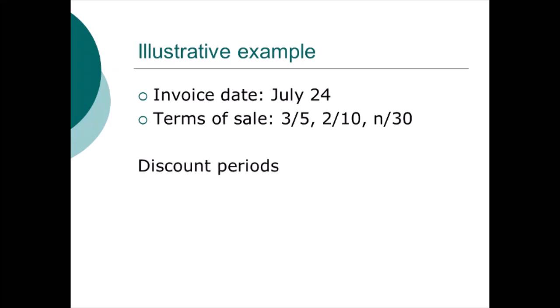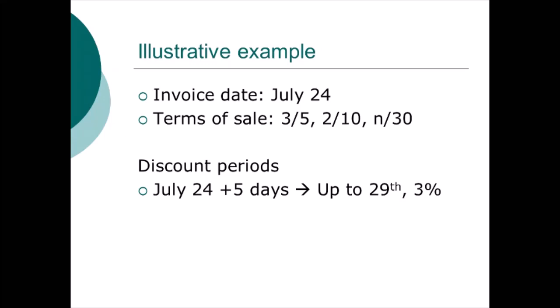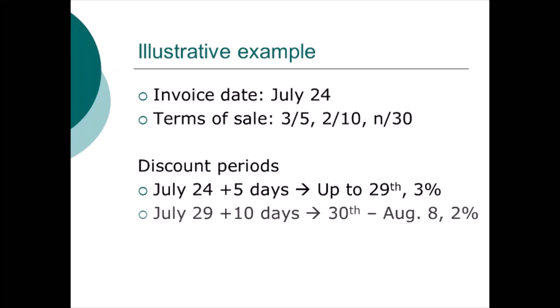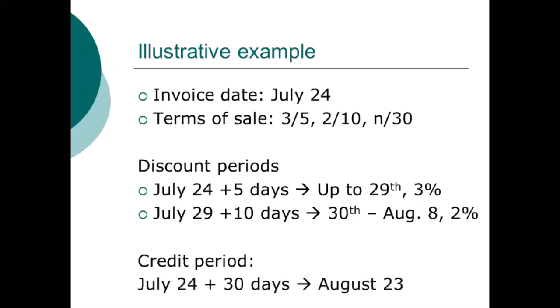So let's have the discount periods. July 24 is the invoice date plus 5 days, so up to the 29th of July, he can enjoy 3% cash discounts. After July 29 for 10 days, so from July 30 to August 8, he can enjoy 2% discount. After August 8, he has to settle the amount due. The credit period is 30 days, so from July 24, adding 30 days, we have August 23.